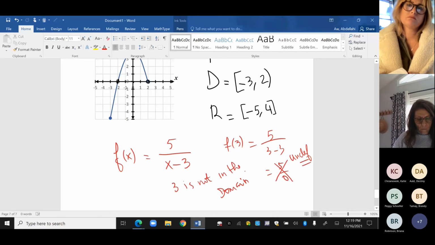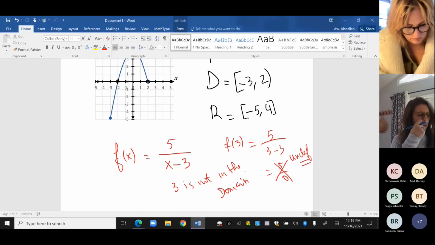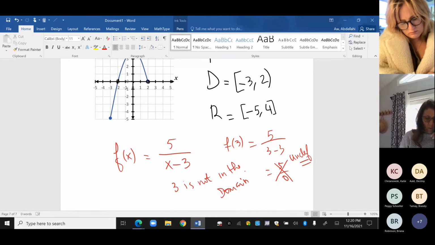Any number that you try to plug in, and then you run into a math problem, that number is not in the domain. And here, I think 3 is going to be the only number that will not be in the domain. We're going to do that next time. We're going to do that Thursday.